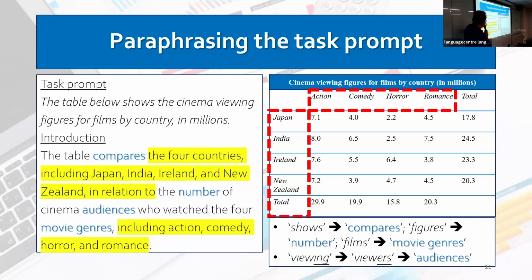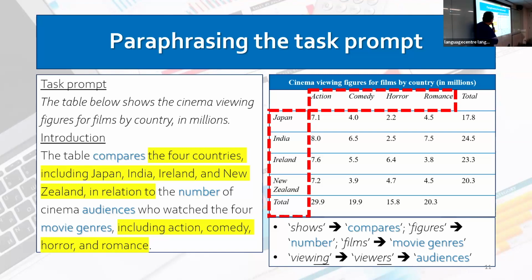And I do the same for films. For films in the task prompt, this time I used a compound noun, movie genres. That means types of movies, movie genres, in order not to repeat the same word films all the time. And one more thing, cinema viewing, okay. And this time I've changed viewing, which is a present participle, to the noun form viewers.